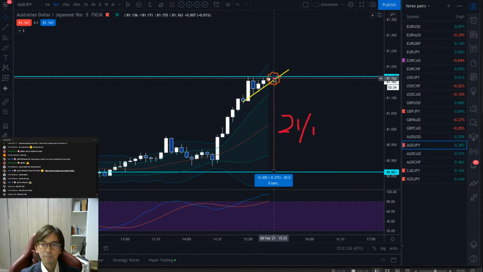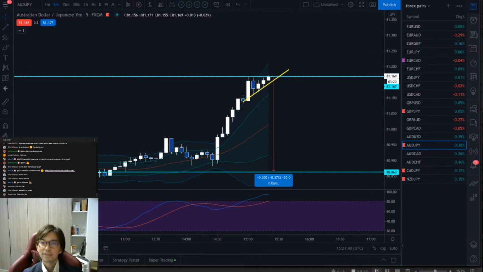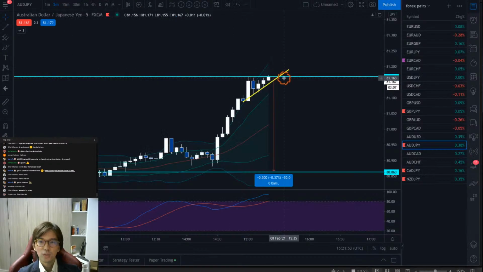And once the market goes backwards, I will exit before the market hits the stop loss. But personally, I think this is a great chance to buy, so I would look to buy. So once again, disclaimer, please take responsibility for your trades, because this information is based on my own experience. But yeah, that's what I do.